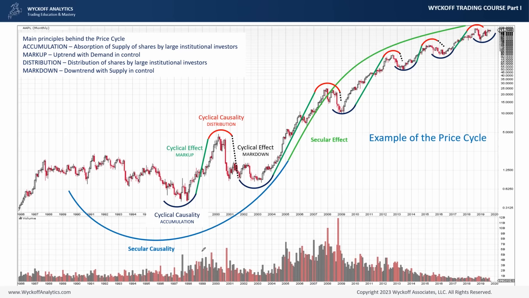You have to have someone who takes on a lot of supply from weak hands, puts it in the vault, does not come with that supply to the market and introduce the supply to the market, but holds on to that, does not allow the shares to be traded.